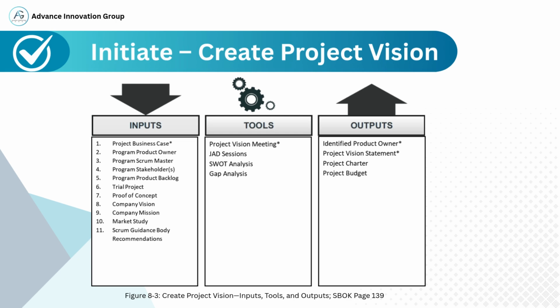In summary, this process ensures that the team starts with a clear understanding of the vision, goals, scope, and budget, enabling better alignment throughout the Scrum journey.